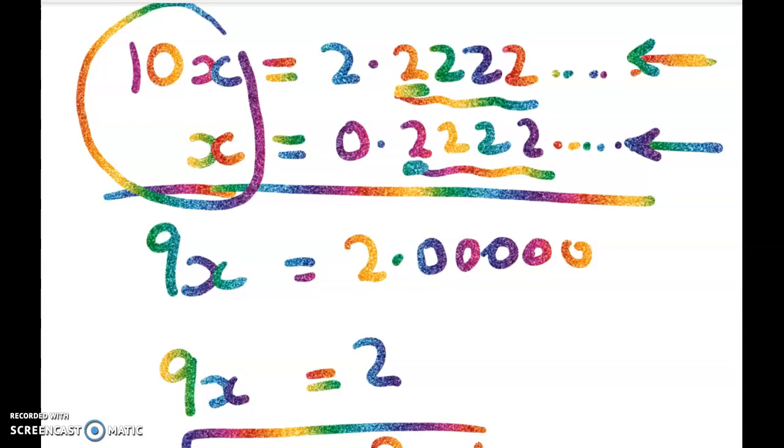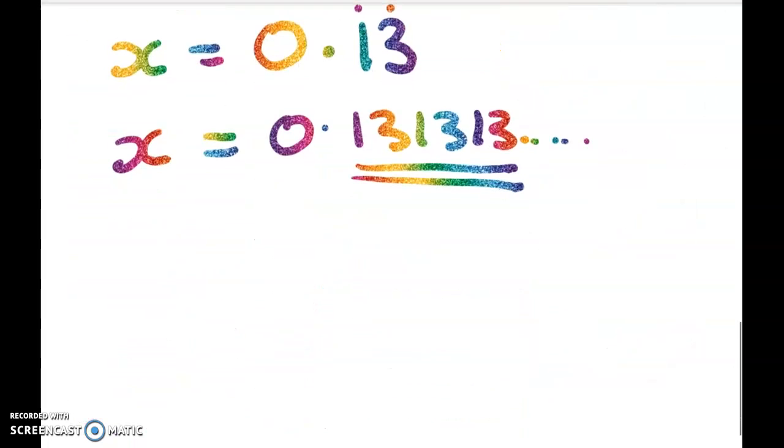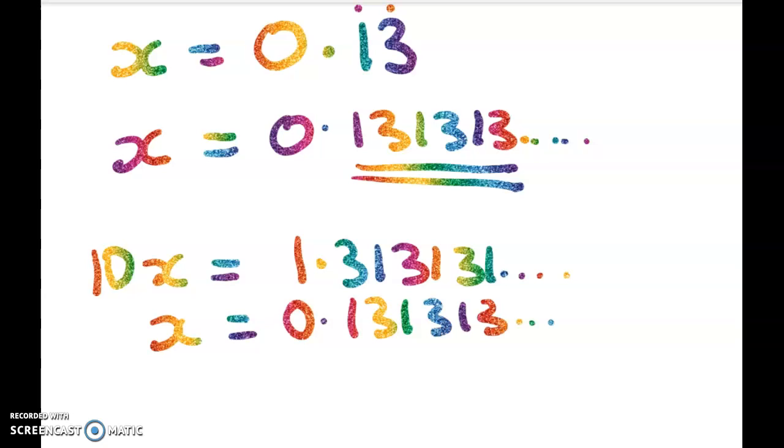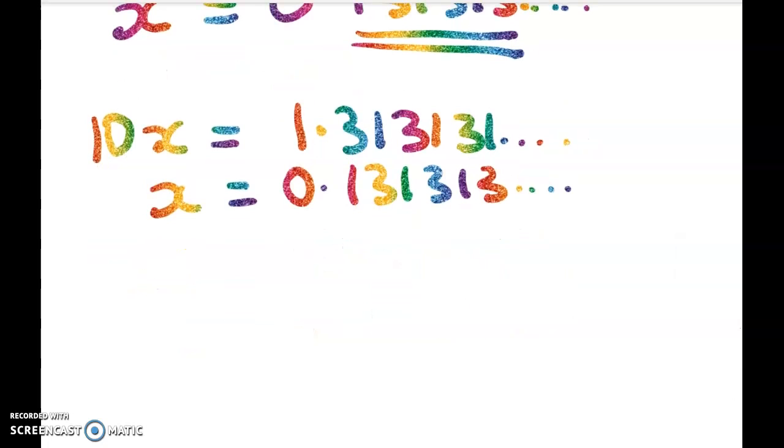Well, in example 1, we just had to match up all of the 2's. So once we multiplied by 10, all of the place value shifted across one column. But if we multiply by 10 here, we're going to get into a mess. This is what we'll have. 10x will be 1.313131 and so on. x will be 0.131313, and they're not matching up. So when I start subtracting stuff, I've still got something that's going on forever. But you can probably see what's going to work.